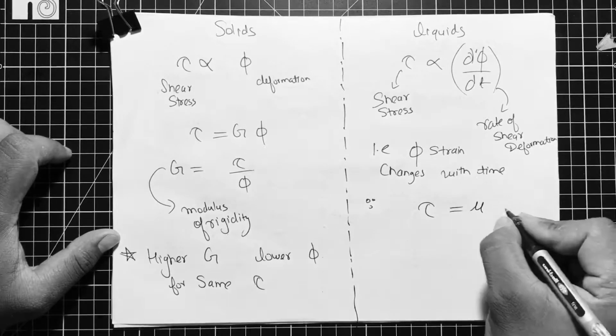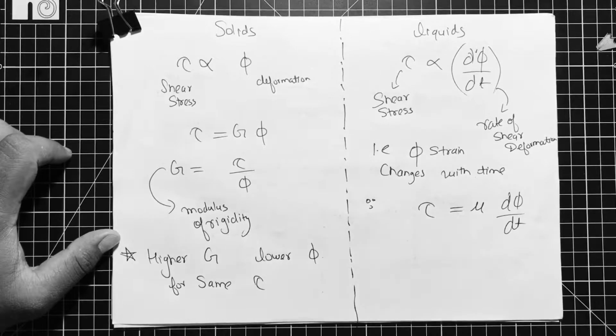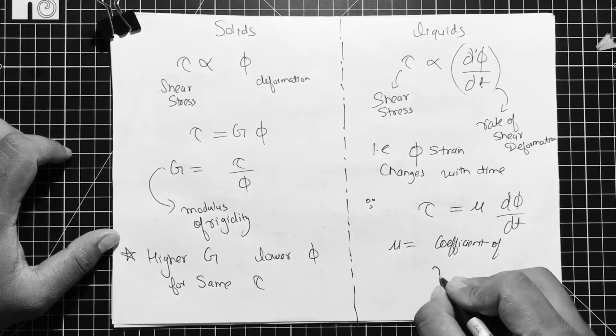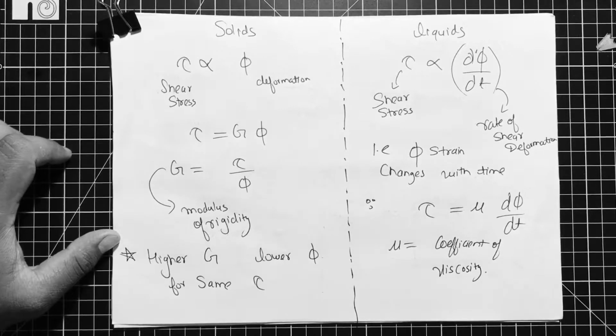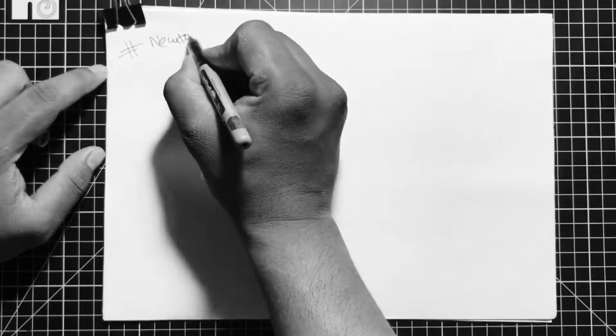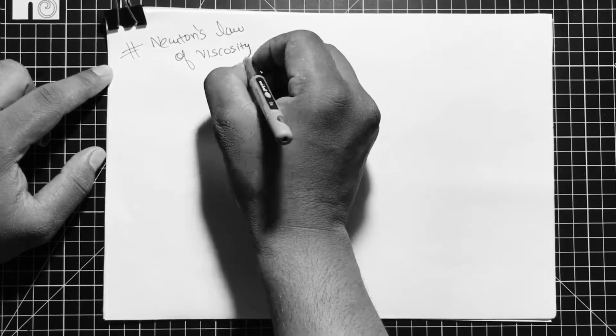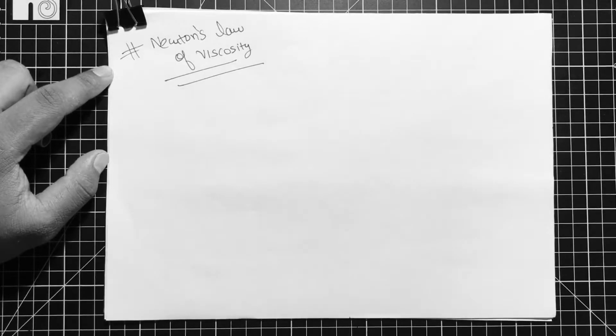Now in liquids, when we change the sign of proportionality into the sign of equality, we get a constant of proportionality called mu. We call this the coefficient of viscosity. So the coefficient of viscosity is a basic fluid property, and we will study about this in a later video.